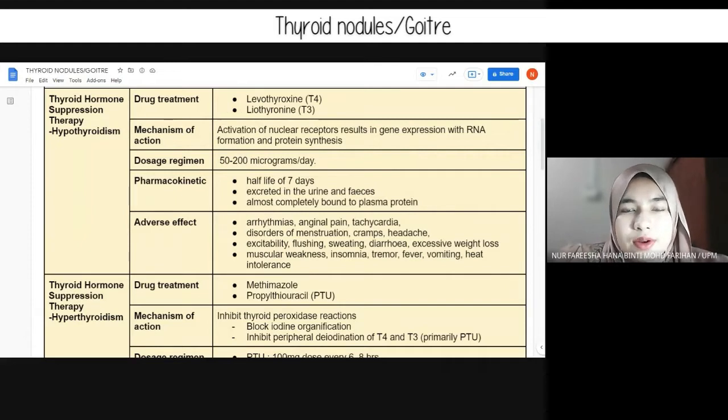For the pharmacokinetics, levothyroxine and liothyronine have a half-life of 7 days, are excreted in the urine and feces, and are almost completely bound to plasma protein. For the adverse effects, they can cause arrhythmia, vaginal pain, tachycardia, disorders of menstruation, cramps, headache, excitability, flushing, sweating, diarrhea, excessive weight loss, muscular weakness, insomnia, tremor, fever, vomiting, and heat intolerance.